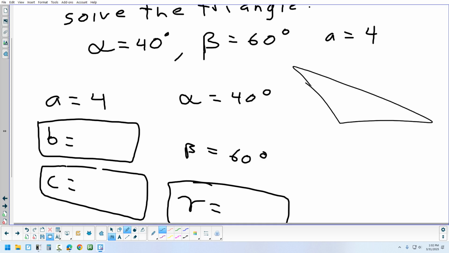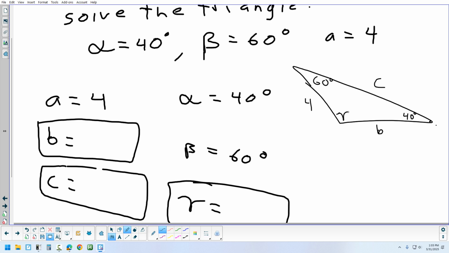I always draw all my triangles that way. Again, it's not to scale. If I put A on the left side, what angle is going to go down in the lower right? Alpha. A goes across from alpha. Let's put B on the bottom. So now where would beta have to go? It'd have to go up at the top, across from it. And that only leaves C. And what do we call the third angle? Gamma.